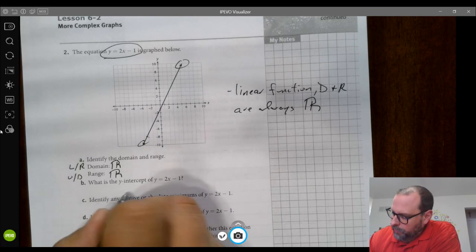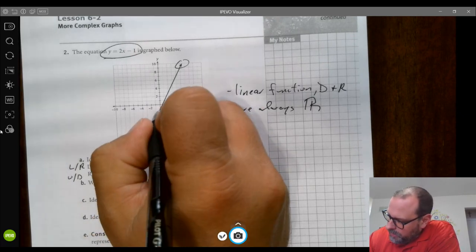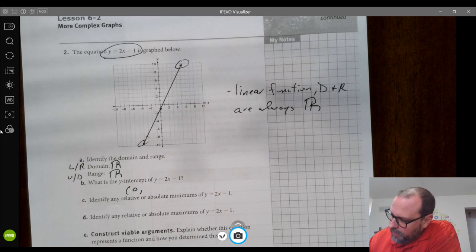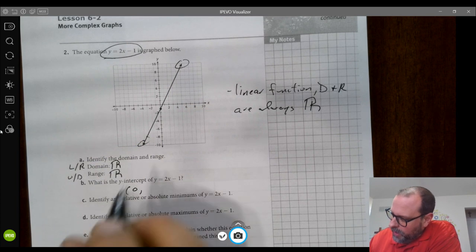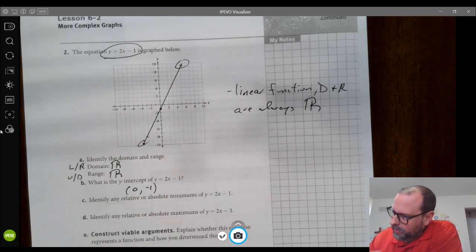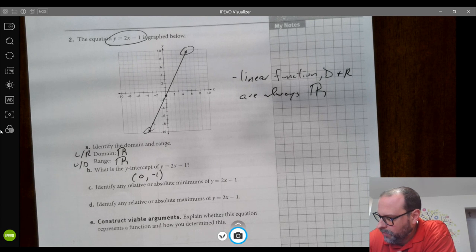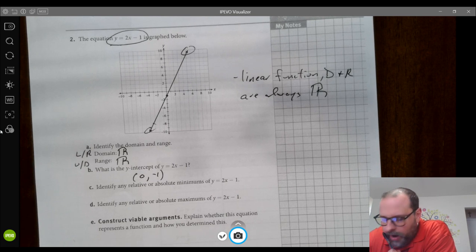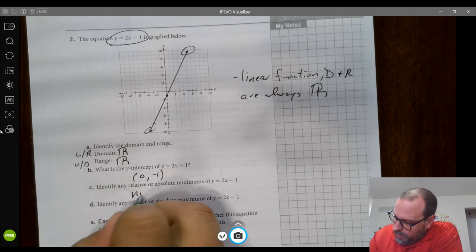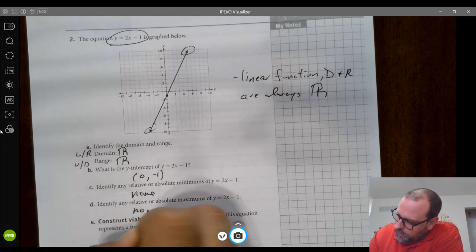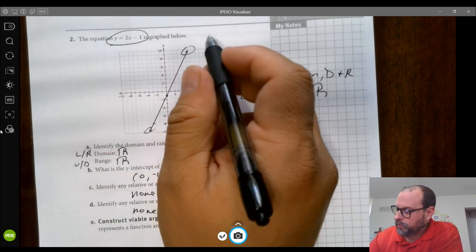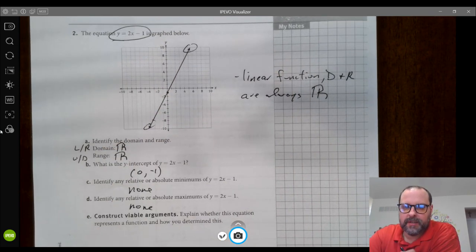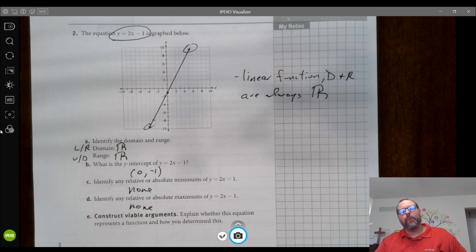All right, y-intercept. For the y-intercept, I'm going to want to put a 0 first always, and then I'm looking at where it crosses the y-axis. Well, at -1, so my y-intercept is (0, -1). Now, unlike the other one, does this one have an absolute min or max? No, because it doesn't have that high or low point. It goes forever up and forever down. So it's just showing the questions aren't changing.